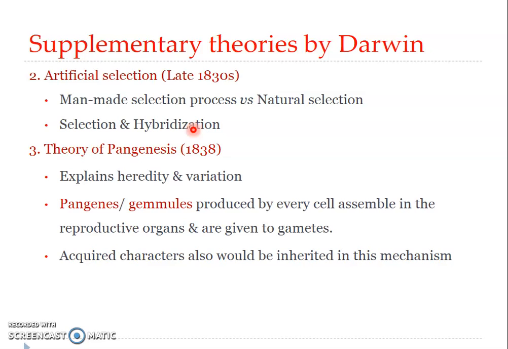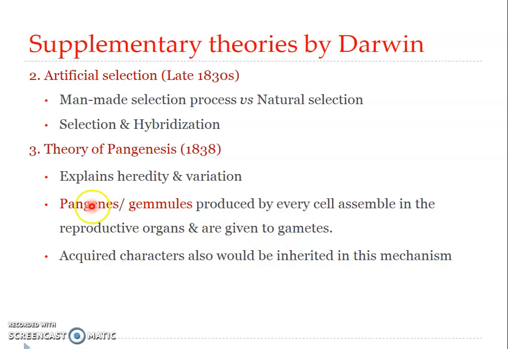Now the next theory proposed by Darwin was the theory of pangenesis in 1838, and he proposed this theory to explain heredity and variation. He suggested that minute particles called pangenes or gemmules are produced by every cell or every organ of the body of an organism. These gemmules then circulate throughout the body, and finally they get aggregated in the reproductive organs, testes or ovary, and from there they are passed on to the gametes.